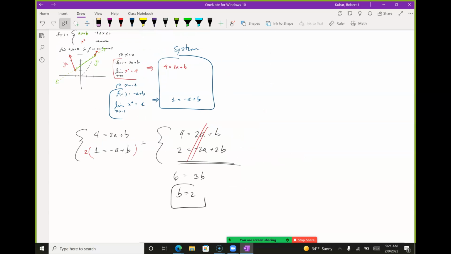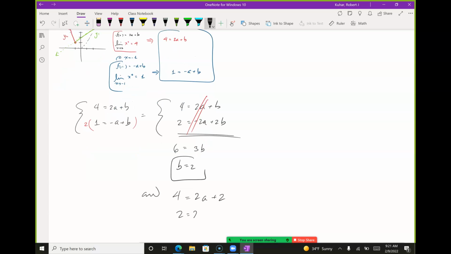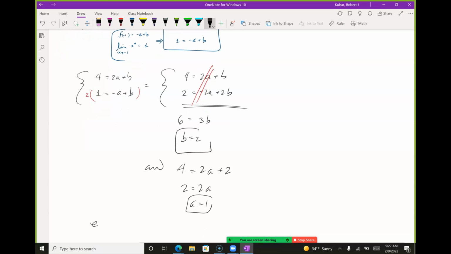And obviously, it looks pretty much on my graph like the line's going through 2, right? And then we get a equals 1. So 4 equals 2 times a plus 2, so 2 equals 2a, so a is 1. Et cetera, et cetera. Conclusion, we're out of time.